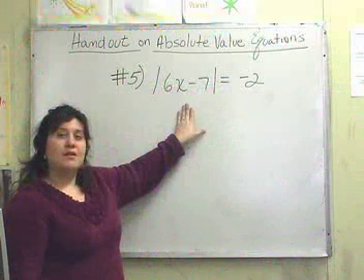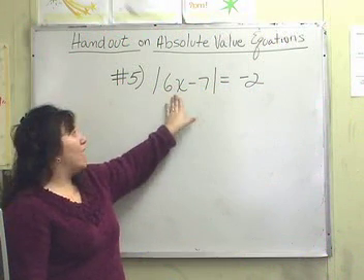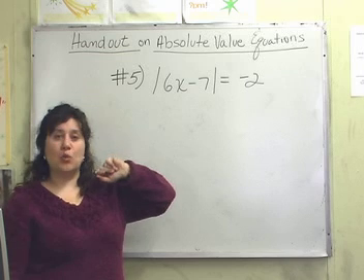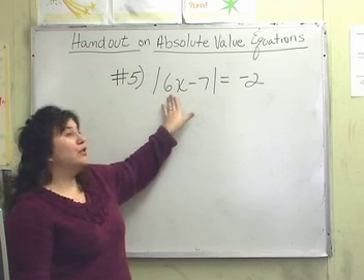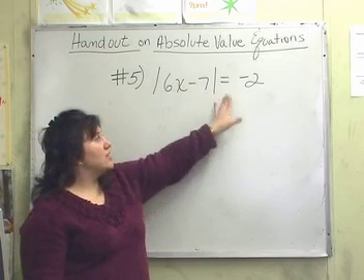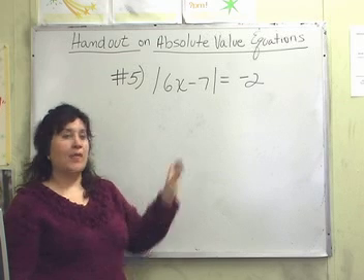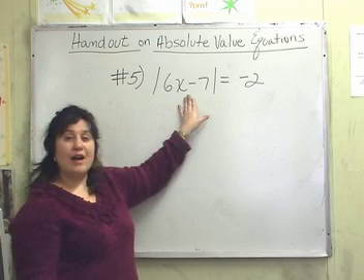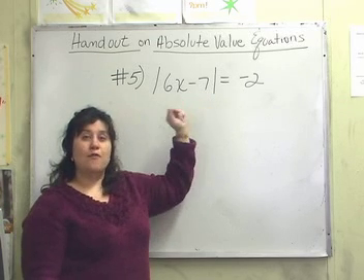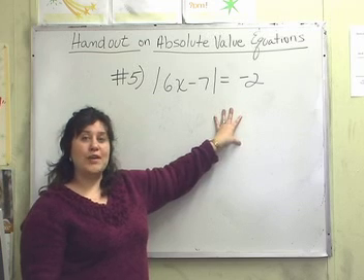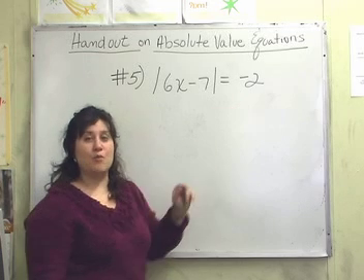Question number 5 is asking you to solve for x in this absolute value equation. Absolute value 6x minus 7 equals negative 2. The absolute value is isolated, therefore we can rewrite the equation into two separate ones.